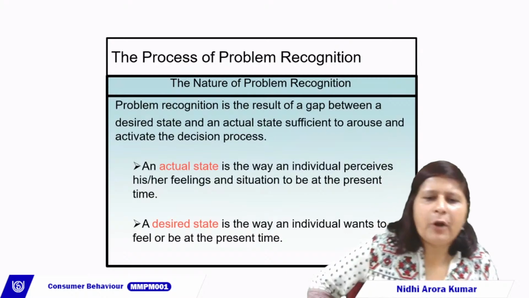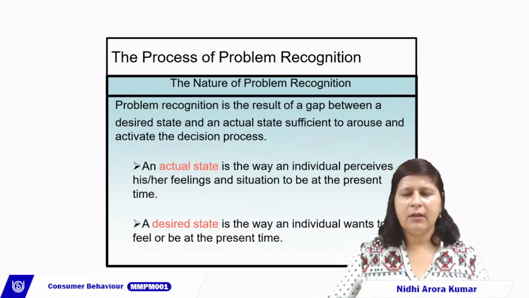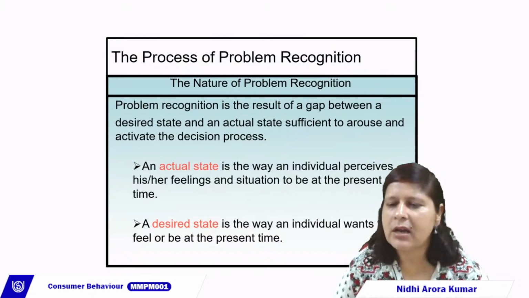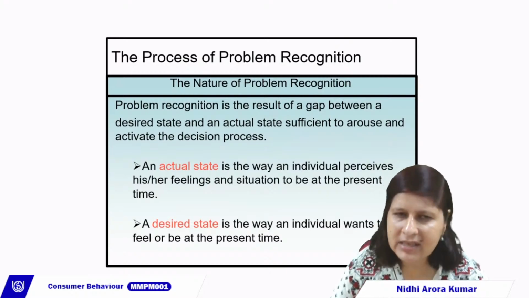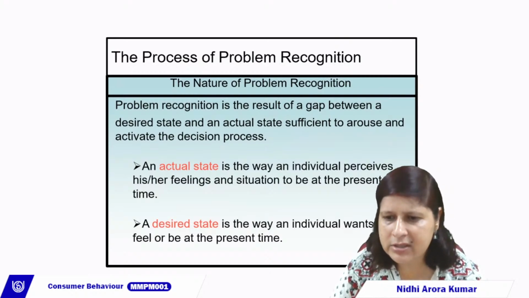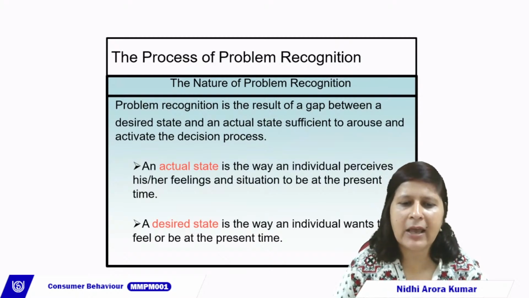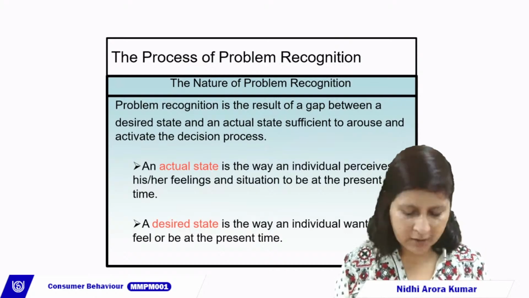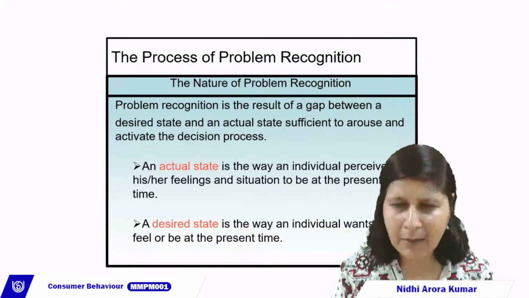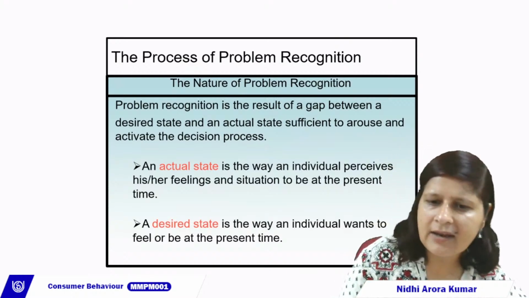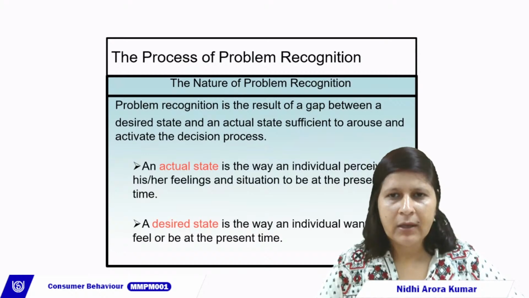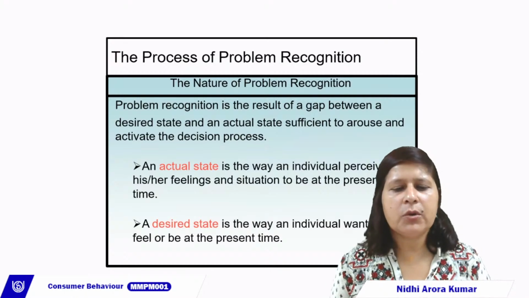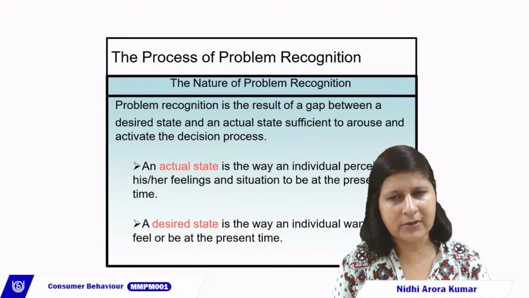The process of problem recognition. What is the nature of problem recognition? Problem recognition is a result of a gap between the desired state and the actual state, sufficient to arouse and activate the decision process. What is problem recognition? It is actually a result of a gap between the desired state and the actual state, sufficient to arouse and activate the decision process, right?